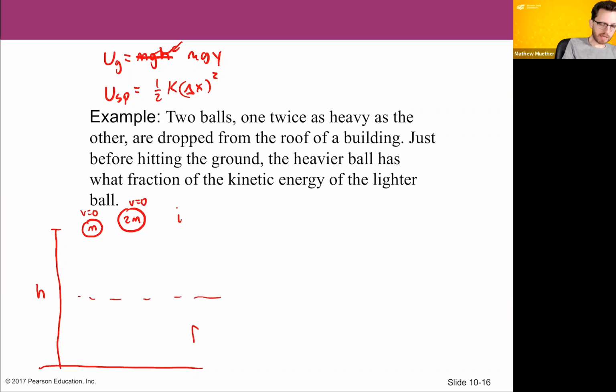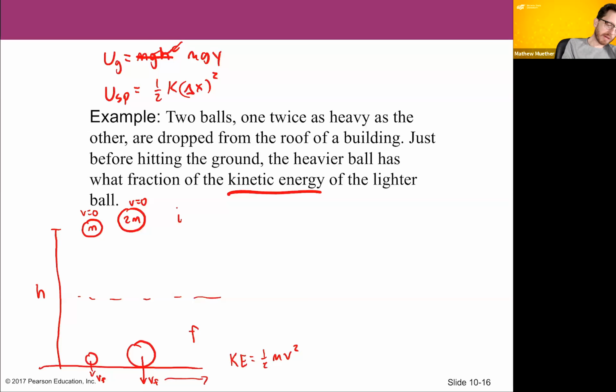Then after some time, we're going to observe that both balls have fallen and reached the ground, and they're going to have some final velocity. Those final velocities we know are going to relate to the kinetic energy of these objects, right? We know the kinetic energy is 1/2 mv² for these objects. How do the kinetic energies of those two objects compare? Well, let's try to understand that from an energy conservation perspective.